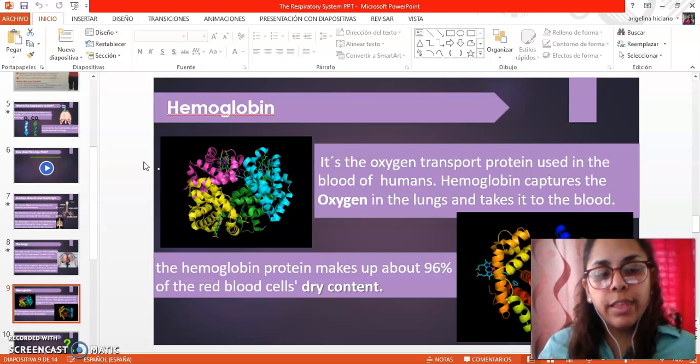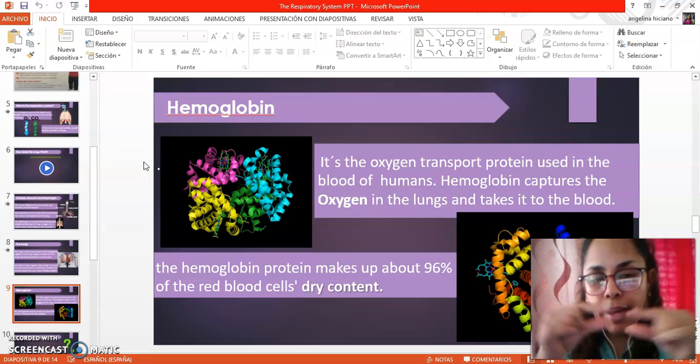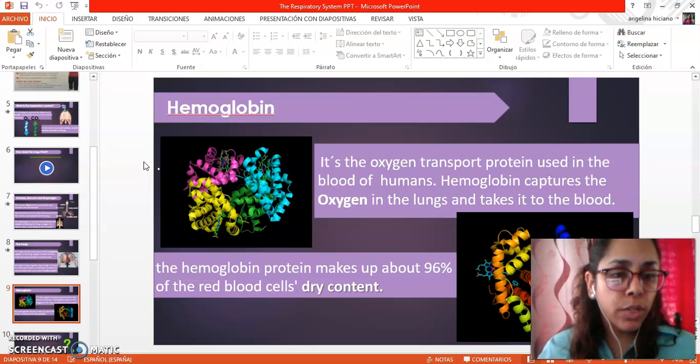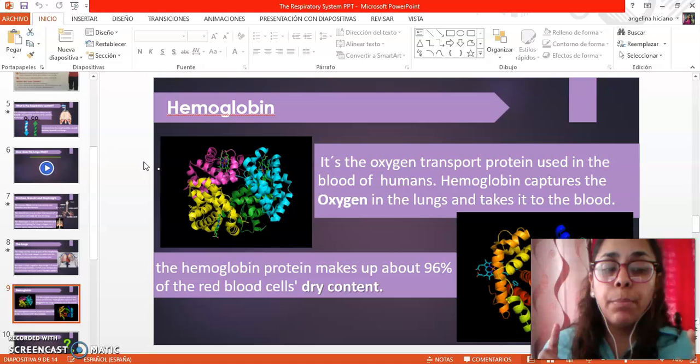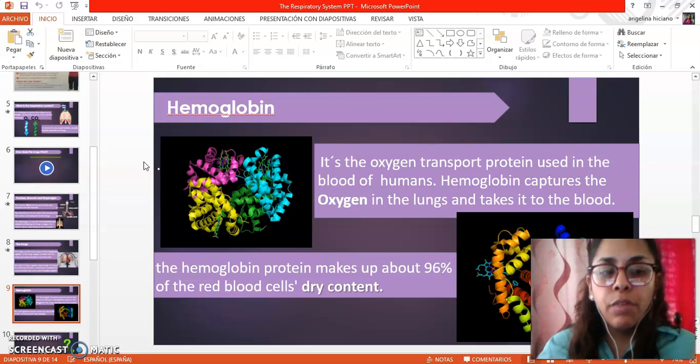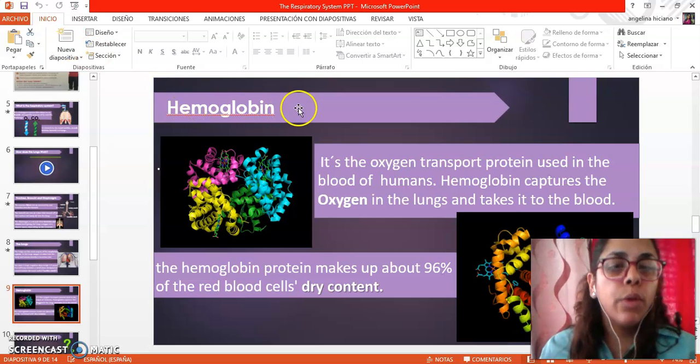This is where the circulatory system and the respiratory system are connected, because the lungs take the oxygen and they process that oxygen for us to be able to use it. But the blood is the one that is in charge of taking all of that oxygen that is so important for each and every one of the body cells into the entire body. And this is done through the hemoglobin.